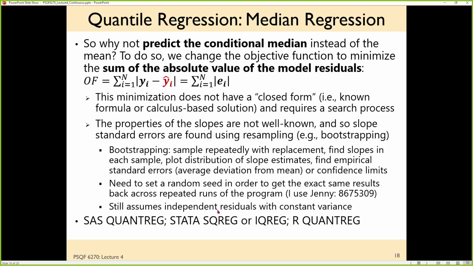The one catch to this, though, is that it doesn't solve the independence issue. So we're still working with combining data across people, assuming that people are independent. There are multi-level versions of quantile regression, but I haven't seen a lot of them in use. So in SAS, I'm going to be using QuantReg. In Stata, there are routines called SQReg or IQReg, and R has a package called quantreg as well.